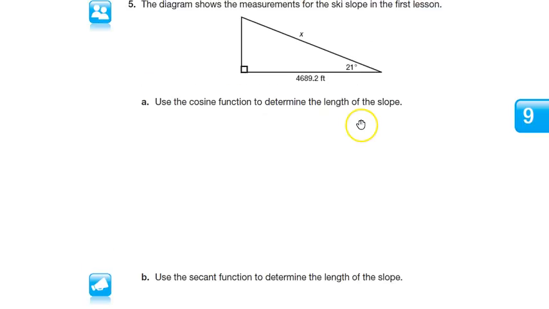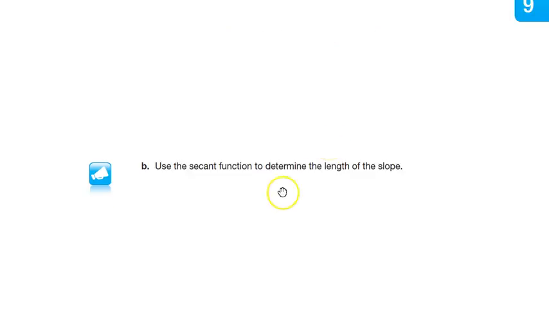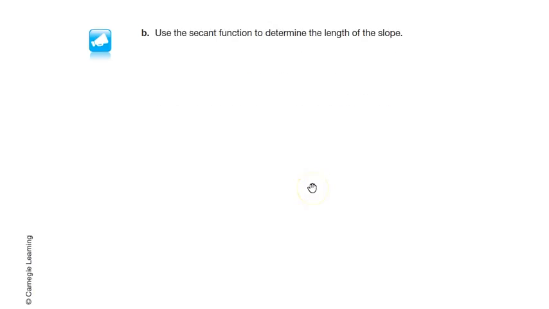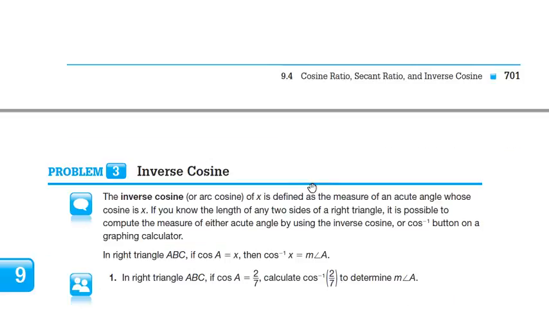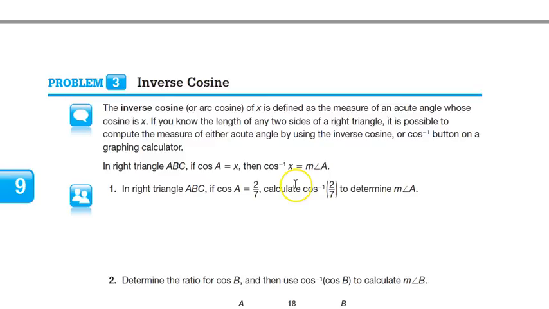Okay, they want you to do it first with the cosine, where you have to put the x in the denominator, and then you have an extra step. Then with the secant, the x is in the numerator, and it's a little bit easier, and you should notice that. Okay.